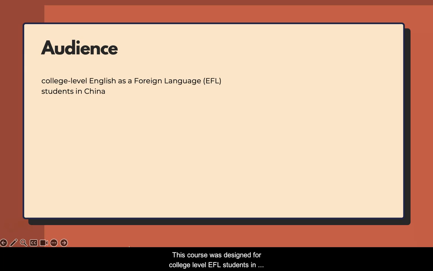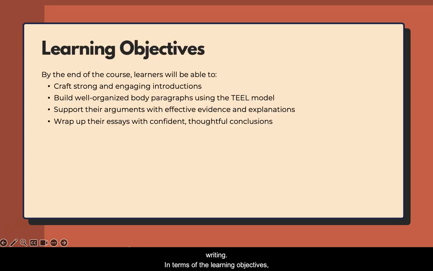This course was designed for college-level EFL students in China, especially those in vocational programs who may feel underprepared for academic writing. In terms of the learning objectives, by the end of the course, learners will be able to craft strong and engaging introductions, build well-organized body paragraphs using the TEEL model, support their arguments with effective evidence and explanations, and wrap up their writing with confident, thoughtful conclusions.